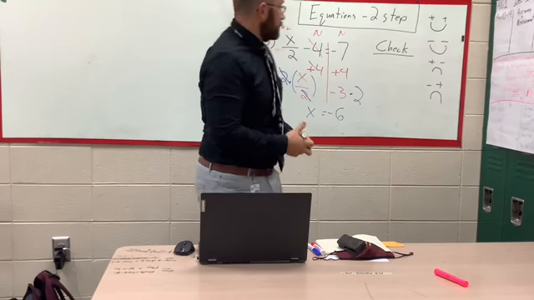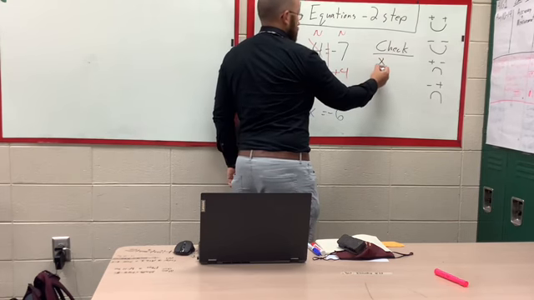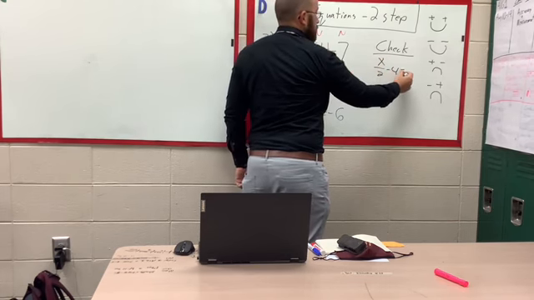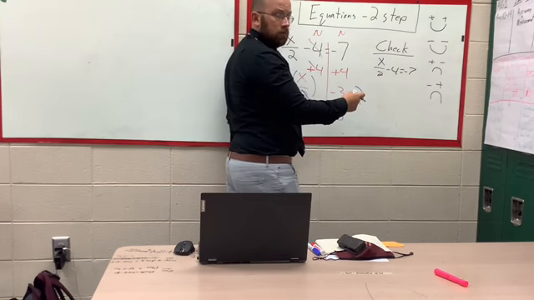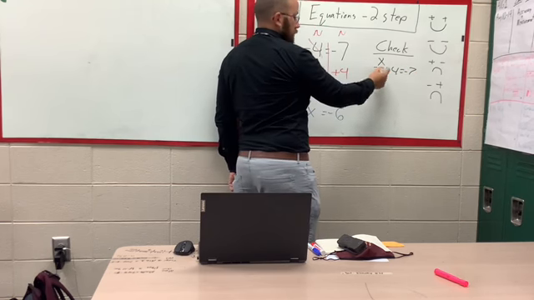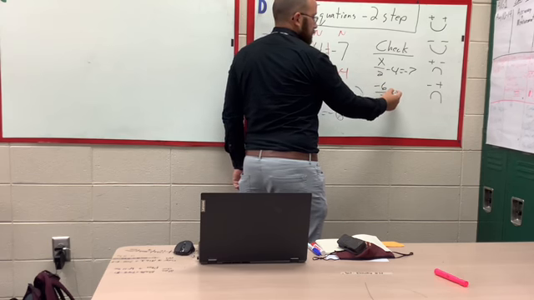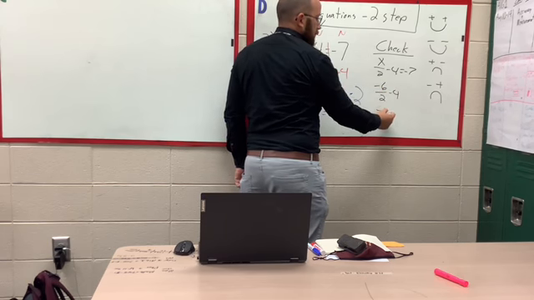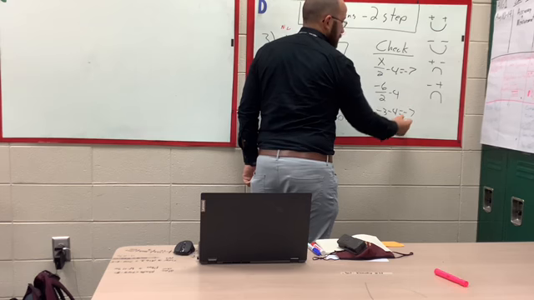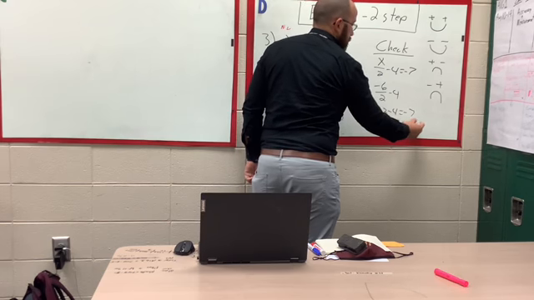Now for the check, we write the original equation right here. Then we plug in what we found our x to be. So that gives me negative 3 minus 4 equals negative 7. Is that correct? Yes.